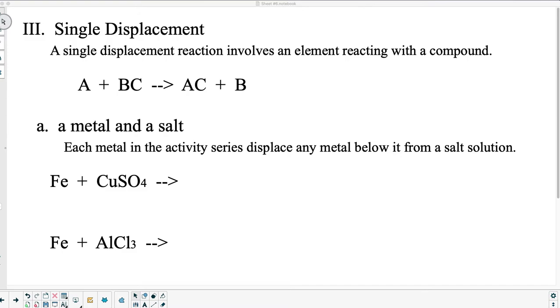Hey class, these are the notes for sheet number 6. Single displacement is a type of reaction. Now take a look at what this reaction looks like.